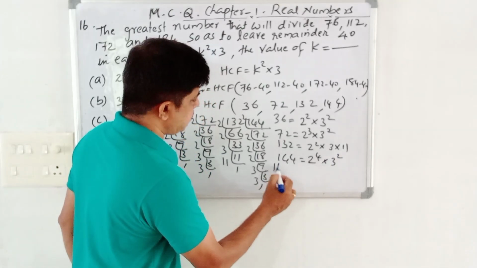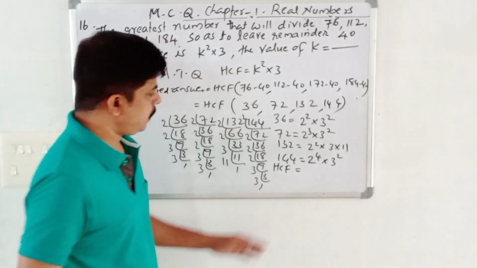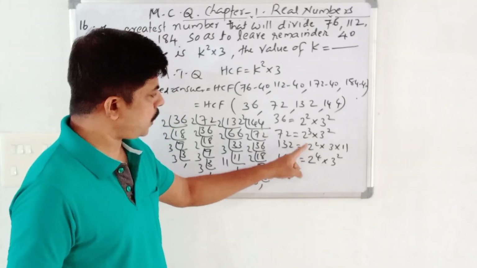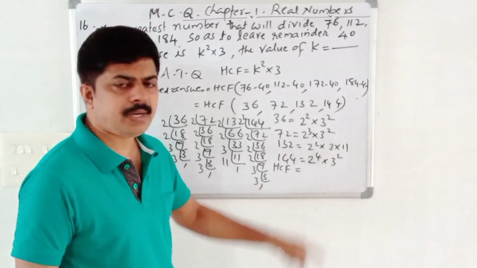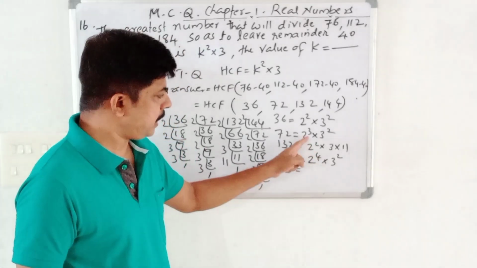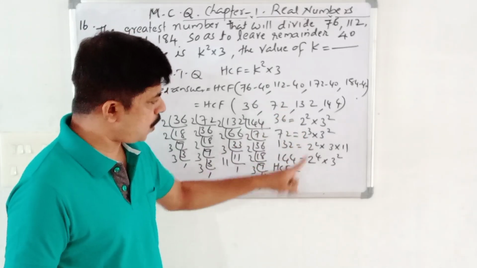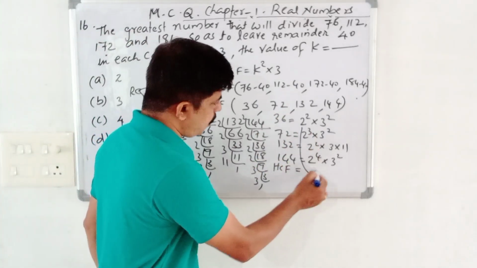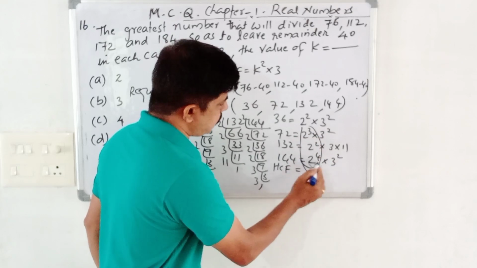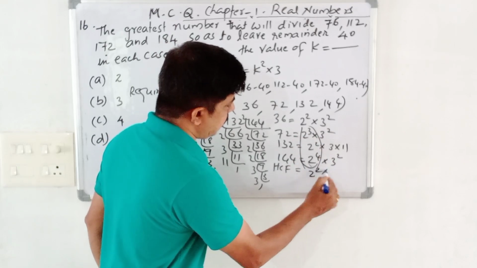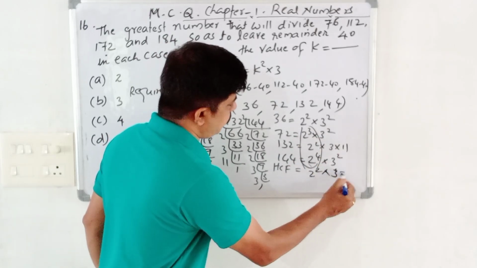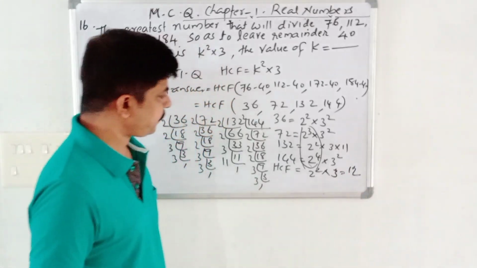We need to find the HCF. The HCF is the product of the smallest power of each common prime factor. Among the common ones, the smallest power of 2 is 2 square and the smallest of 3 is 3. Therefore, the HCF is equal to 12.